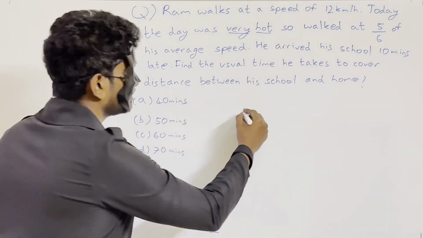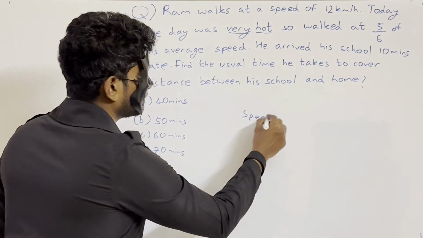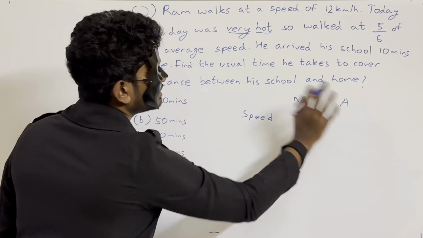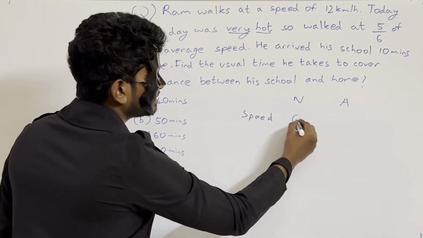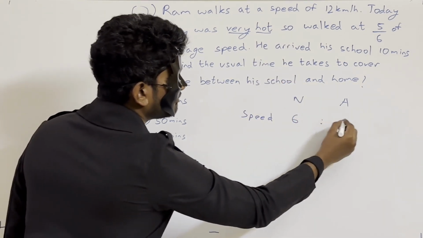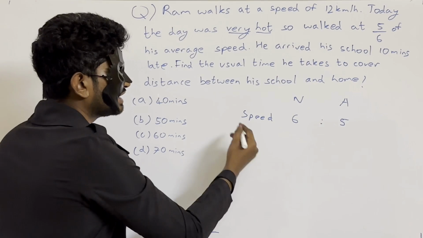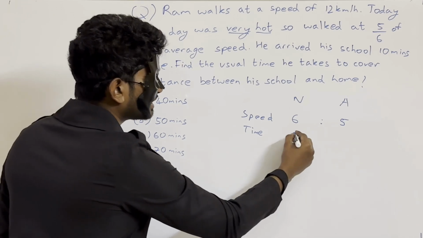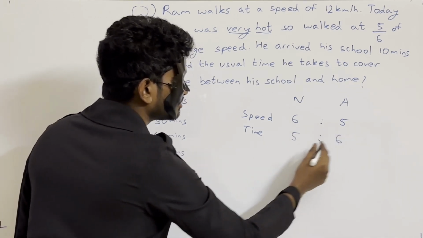Here, what is given? Speed. Already told you, normal and abnormal. This is normal speed, this is abnormal speed. It will become 5/6. So initially if it was 6, then it will become 5. So if speed is reducing and the distance is fixed, then time obviously will be late, right? So it will increase in the ratio 5:6.